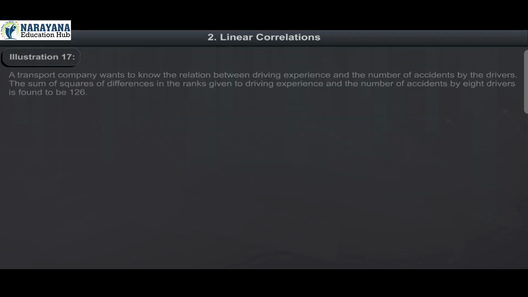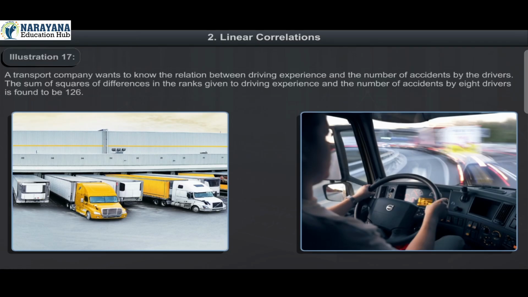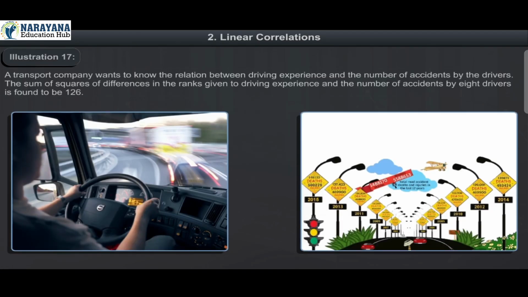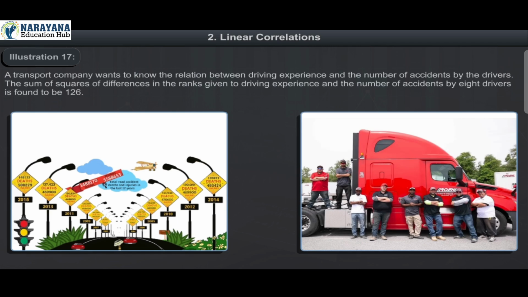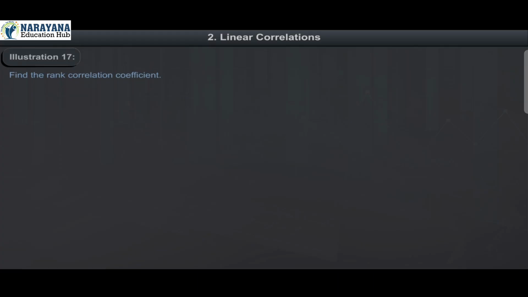Illustration 17. A transport company wants to know the relation between driving experience and the number of accidents by the drivers. The sum of squares of differences in the ranks given to driving experience and the number of accidents by 8 drivers is found to be 126. Find the rank correlation coefficient.